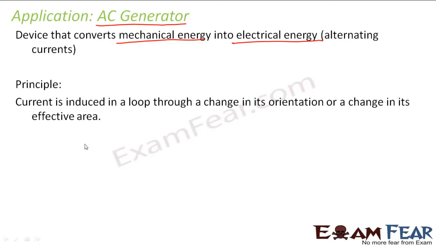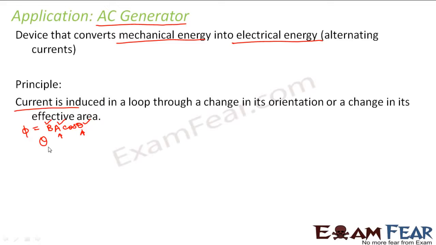The principle behind an AC generator is that current is induced in a loop through a change in its orientation or a change in its effective area, right? As I mentioned before, how is a current induced? Because of the induced EMF. And when an induced EMF is produced, either by change in theta, because we know that phi is equal to BA cos theta, we can change the flux either by changing the magnetic field, the area, or the orientation between them. So this AC generator is based on these two factors, area and orientation. We will see how it works in the next few slides.